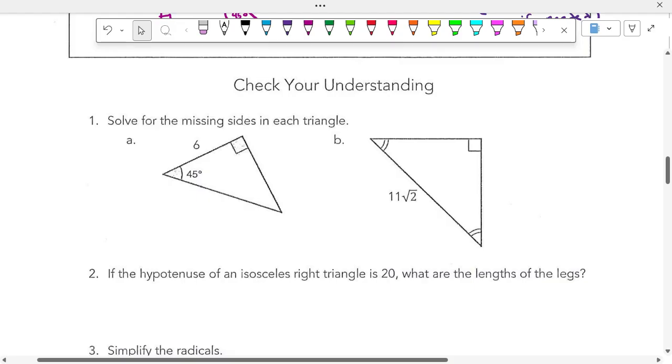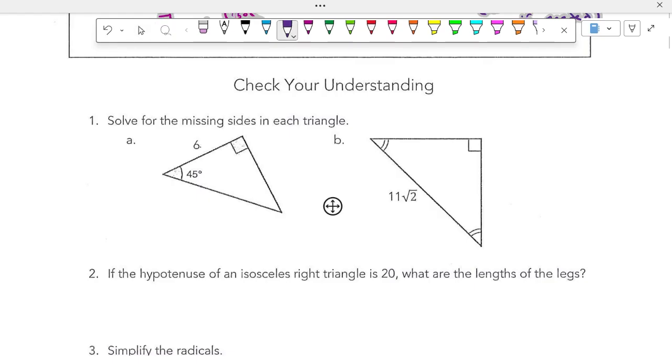So I always tell students to kind of mark what they're given. So for letter A, the 6, is that going to be a leg or the hypotenuse? Leg. Now, since this angle's 45, that means this one's automatically 45 because if you subtract 90 and 45 from 180, you will get 45. So that means this one's also the leg and this is the hypotenuse. So automatically, what's the length of this leg right here? 6. What's the length of the hypotenuse? 6 square root 2. Just multiply 6 times the square root of 2.